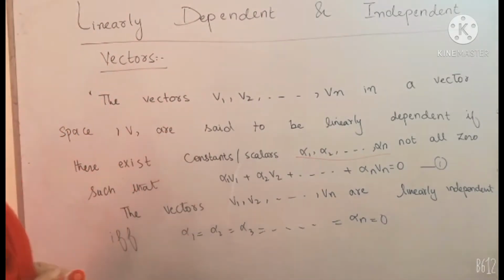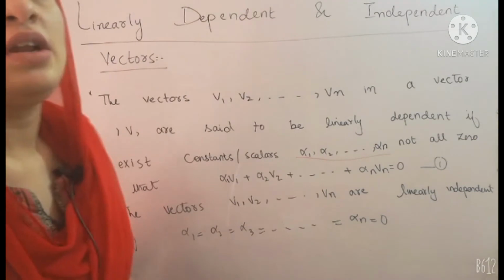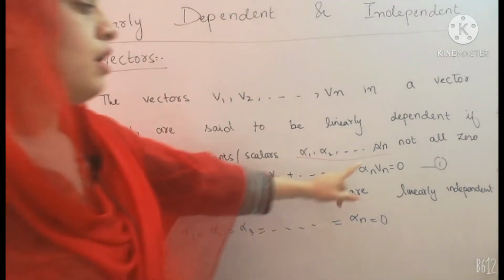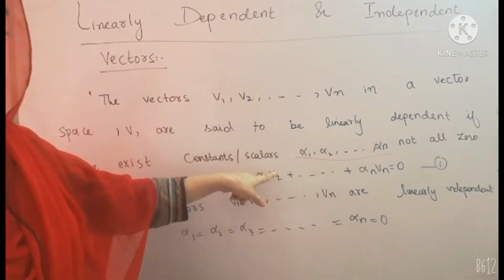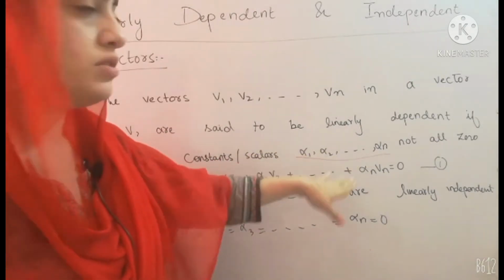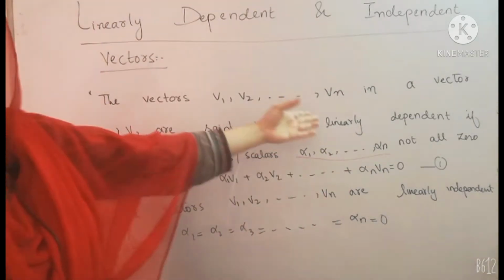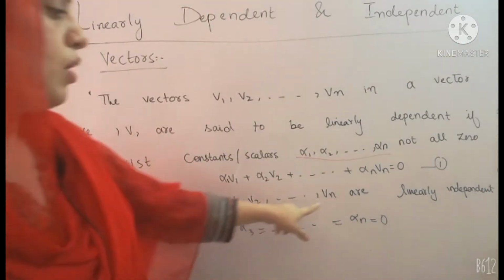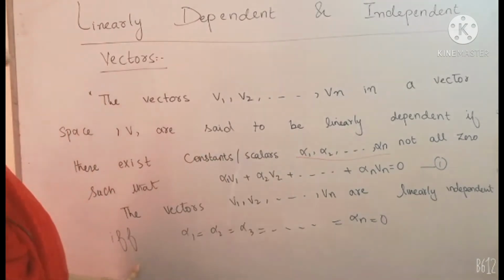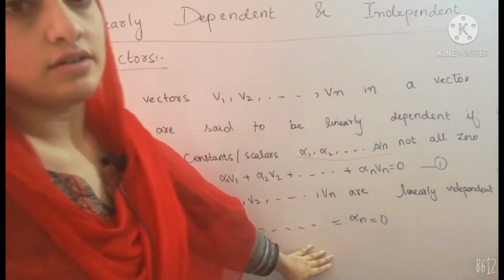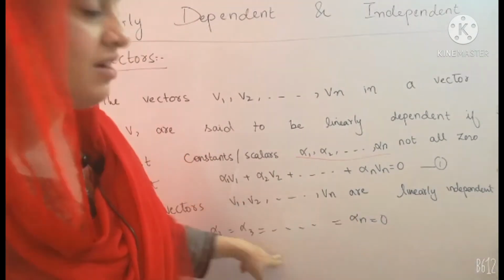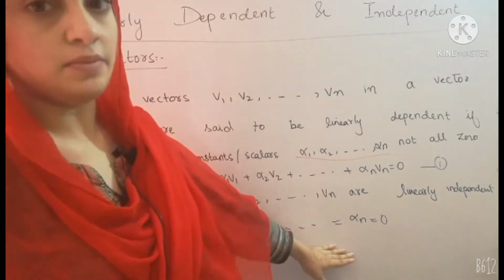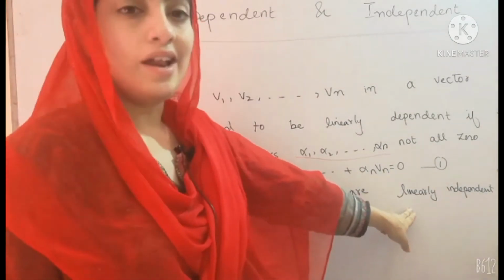The vectors v1, v2, up till vn in a vector space V are said to be linearly dependent if and only if there exist such alphas which are not all zeros. At least one of them must be non-zero in order to be linearly dependent. So the vectors v1, v2, up till vn are linearly independent if all the scalars are zero. Not a single alpha should be non-zero, all the alphas must be zero in order to be linearly independent.